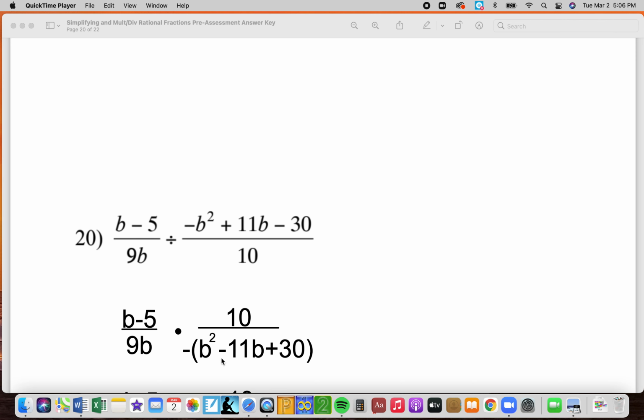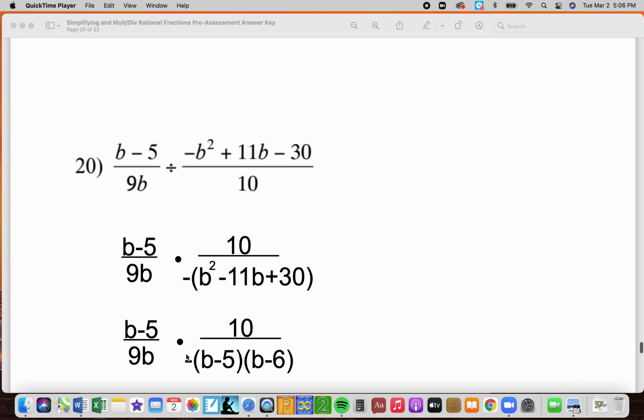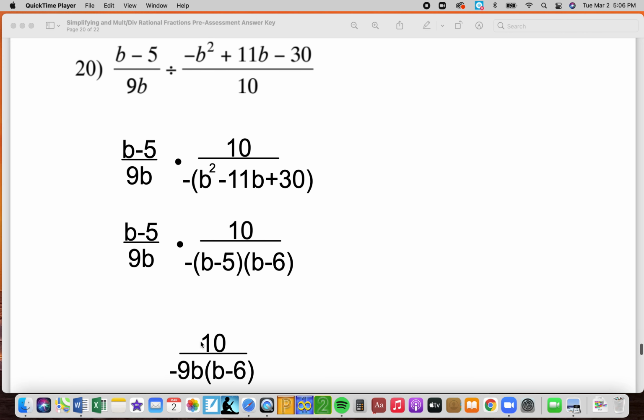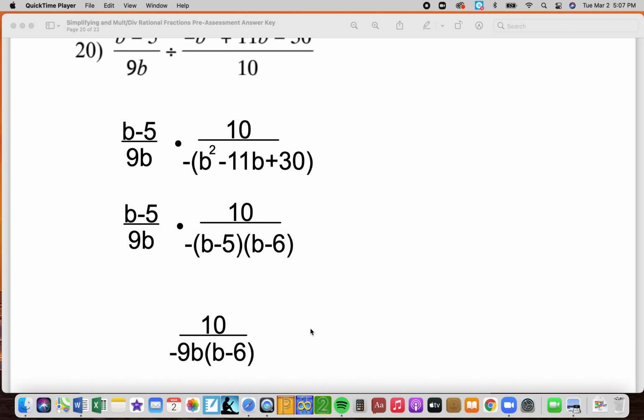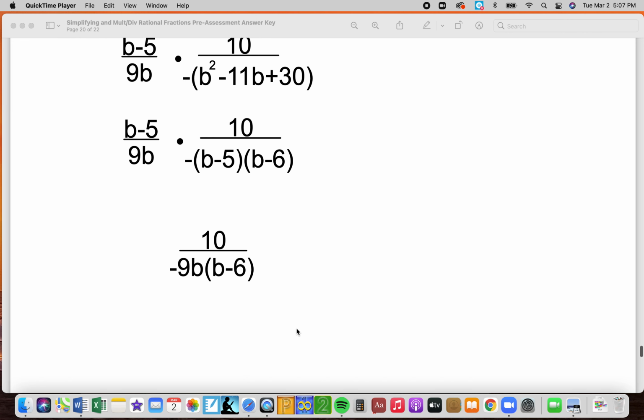Signs are the same. Both are negative. And that leaves us with, remember, that negative outside there. This factors to b minus 5, b minus 6. We can cancel the b minus 5s, and that's it. And you'll notice that I get 10 over negative 9b times the quantity b minus 6. You also can take the answer of negative 10 over 9b times b minus 6, but this makes more sense. The negative was in the denominator. It should stay down here. You're most likely going to see this answer 99% of the time.